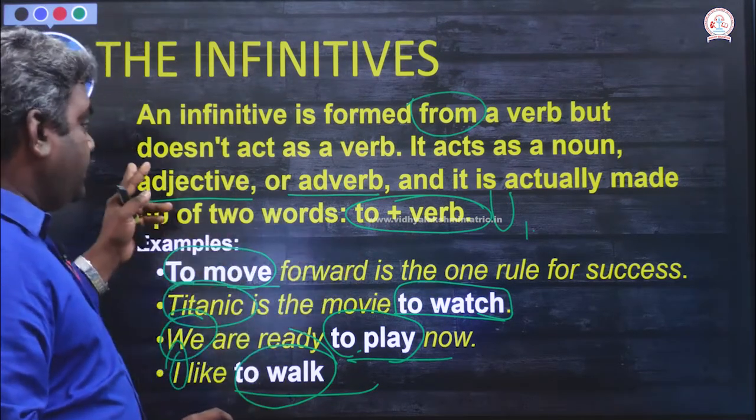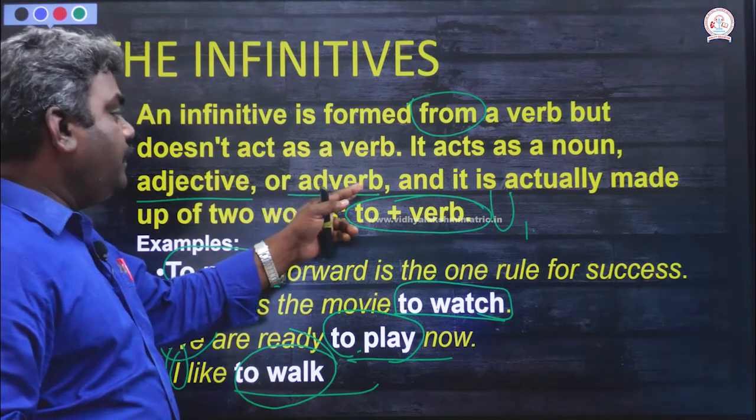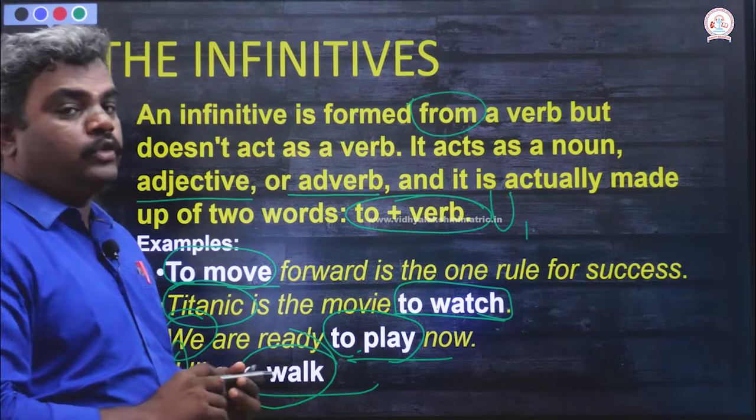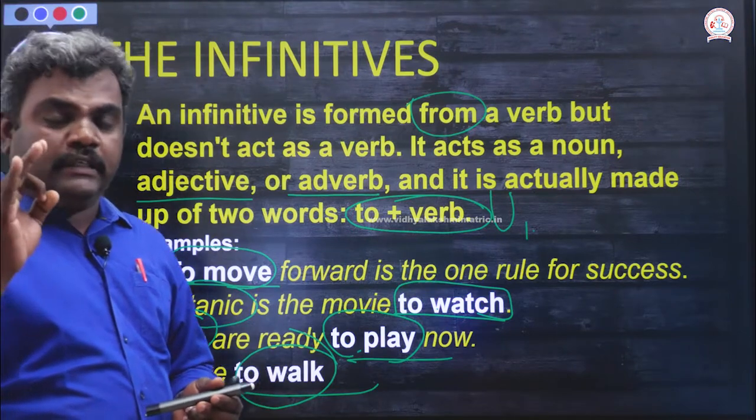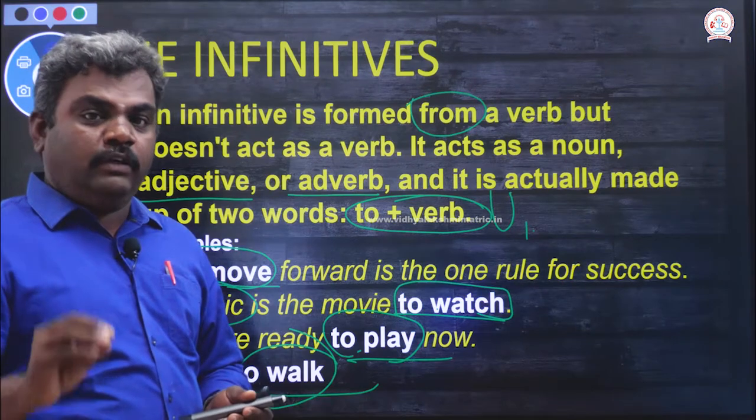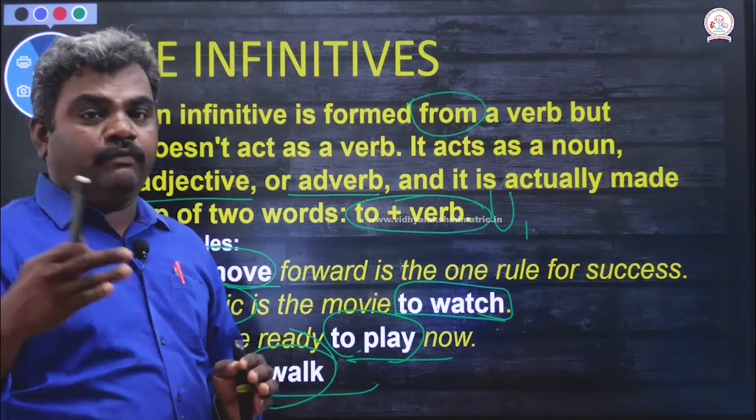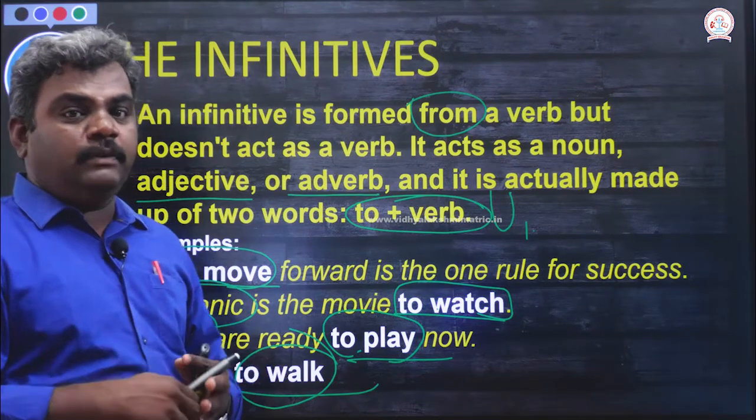But only one thing: it acts as a noun or adjective or adverb. It's actually made of to plus V1. Keep in your mind, the question will definitely be very simple. Infinitive, gerund and participle, don't confuse. Infinitive is to plus V1. Gerund is V1 plus ing. And participle we have 3 kinds.